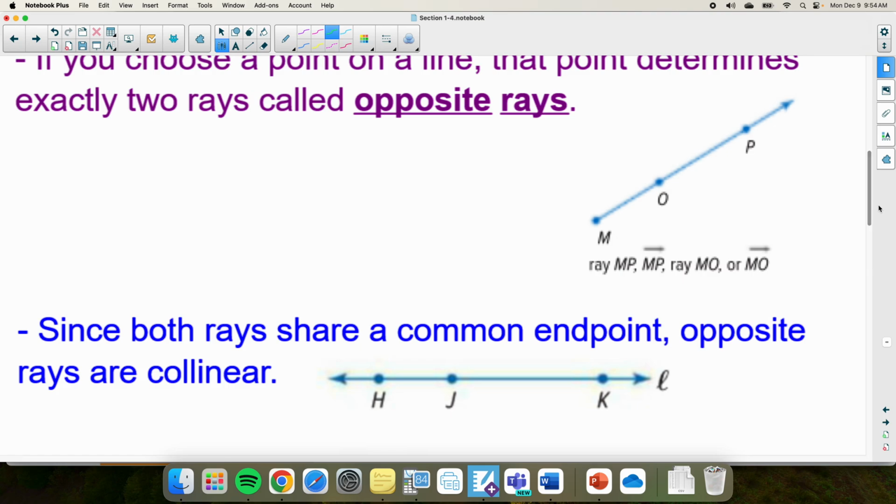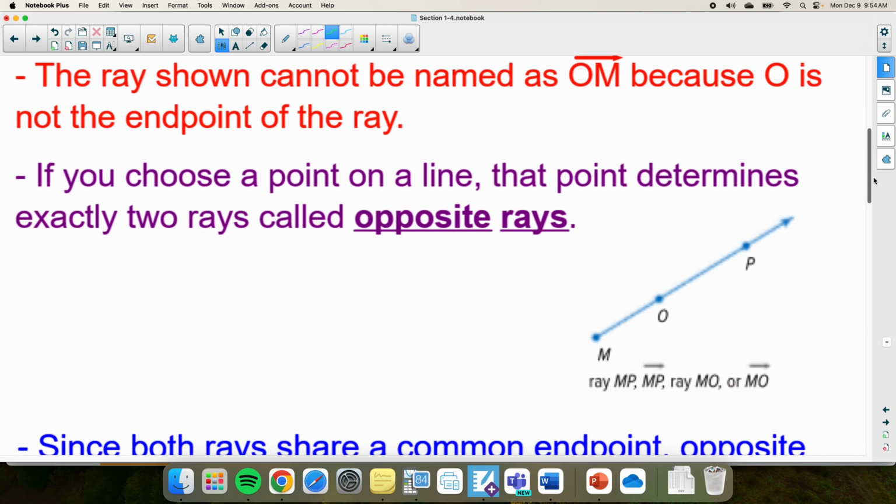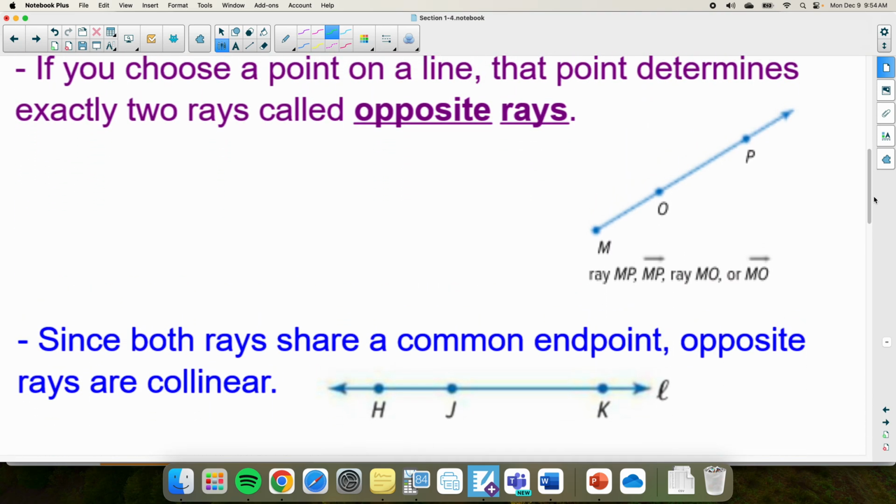Another thing, let me see what else I'm missing here. Could I name this one as ray OP? No, because, just so you guys see, when you name a ray, it always has to start at the end point. If I said ray OP, that would just be this much of the ray, okay? So OP, I could do that as long as you realize that's just this amount of the ray.